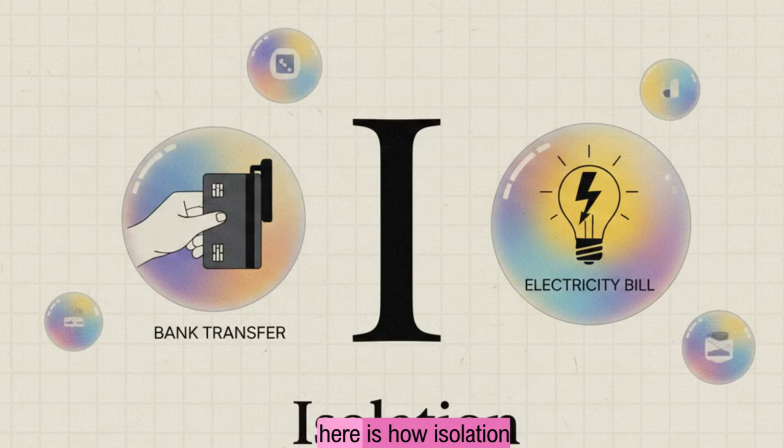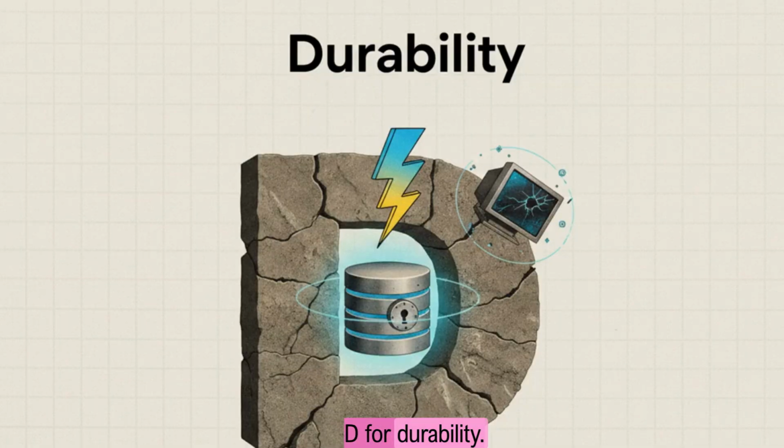And what's really interesting here is how isolation protects you in multi-user systems. It lets thousands of actions happen parallel to yours, completely invisibly, by creating this sort of digital bubble around your specific transaction. So your bank transfer doesn't get tangled up with someone else paying their electricity bill at the exact same millisecond. And finally, D for durability.